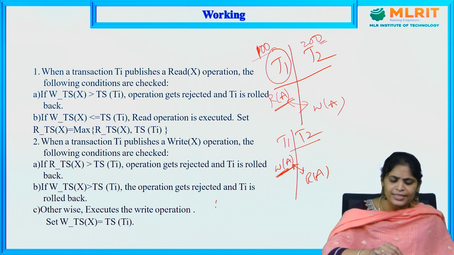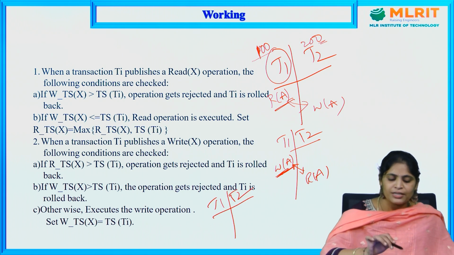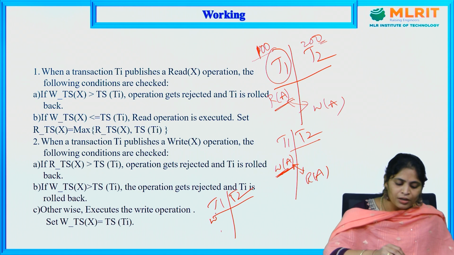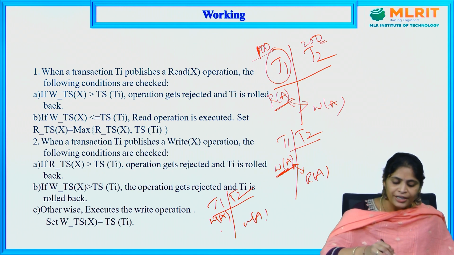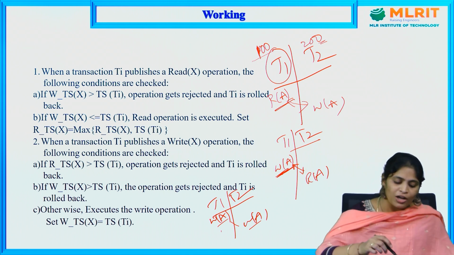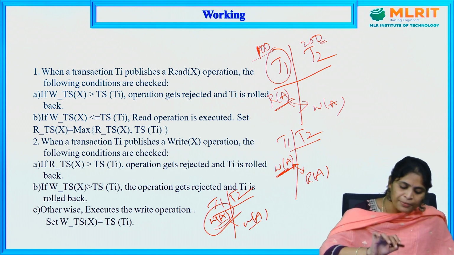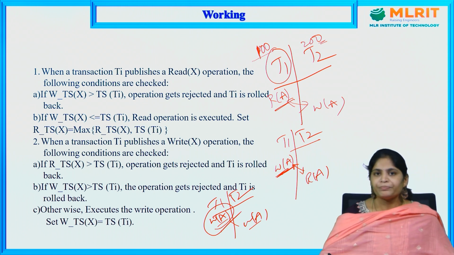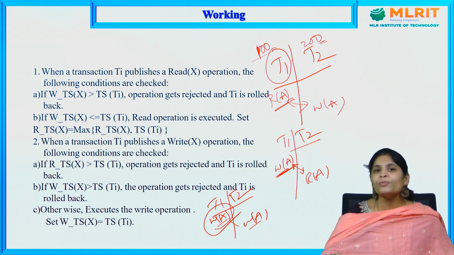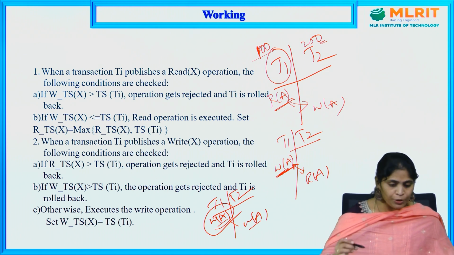And the third example, let us consider the two transactions T1, T2. What is the next conflict pair? Write and write. Even though we have to update, this also doesn't contain any problem. Why? Because we give the first priority to T1. So the problem will arise whenever T2 wants to perform first.